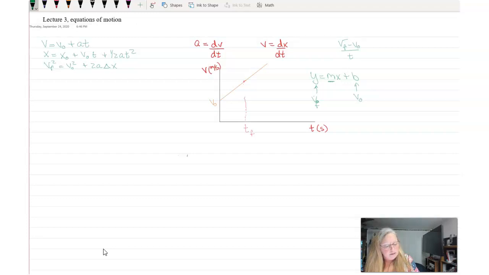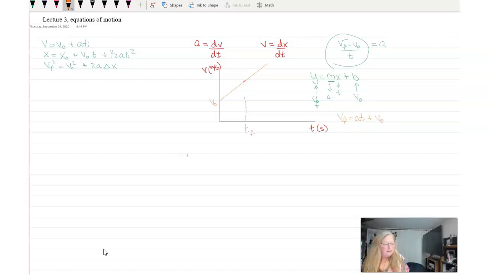But let's also remind ourselves what this is. That thing there, that's just acceleration. So this m here is actually our acceleration. And this x, that's our time. So now I can write that in one pretty equation. And I get that V final equals acceleration times time plus V initial.